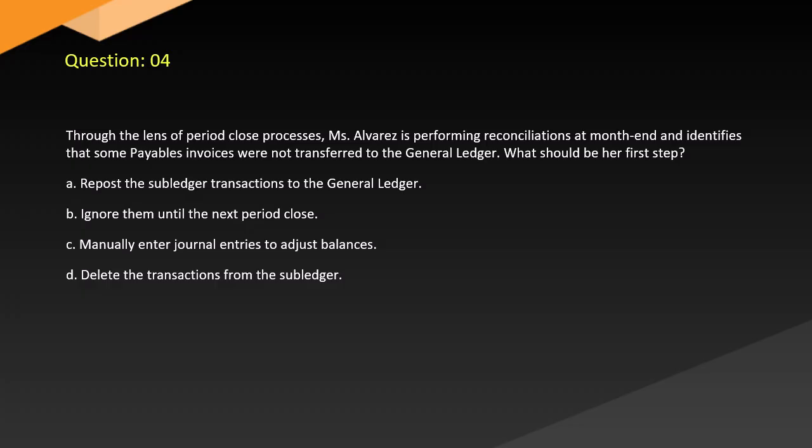A. Repost the subledger transactions to the general ledger. B. Ignore them until the next period close. C. Manually enter journal entries to adjust balances. D. Delete the transactions from the subledger.